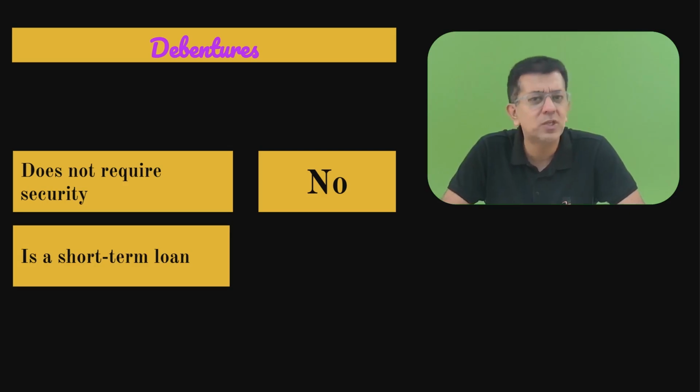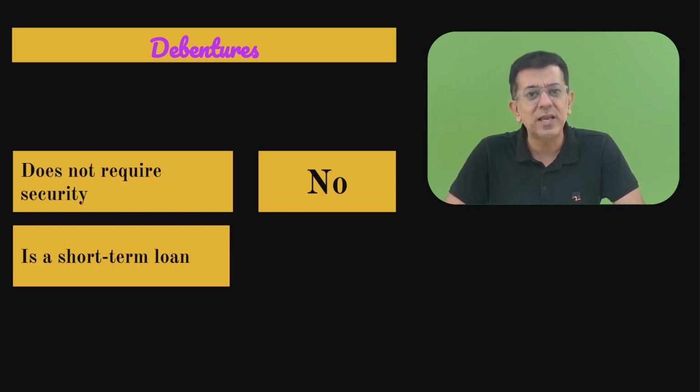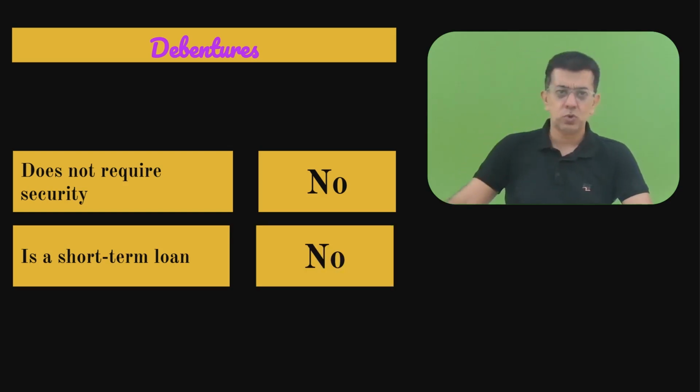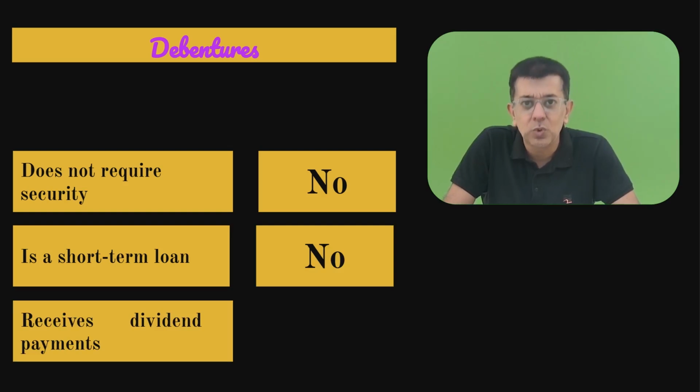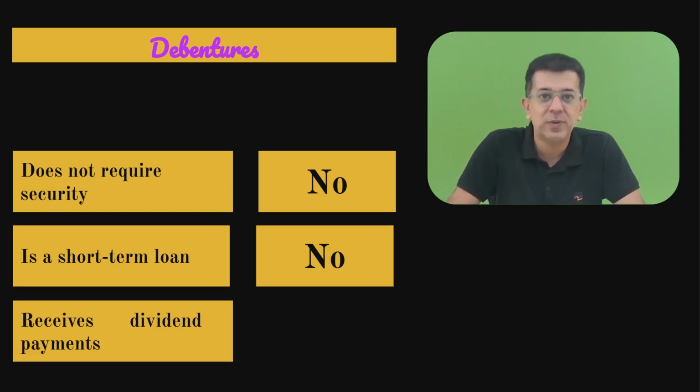Okay, is it short term in nature? No. Debentures are not issued for a period of 1 year to finance your working capital. No. They are not issued for temporary needs. It is a form of long-term capital which is issued basically to finance your expansion plans, to finance your fixed assets and so on. Something that will give you income over a period of time. So this answer is also no. Third one, receives the dividend payments. Of course, no. Debenture holders are entitled to interest. They are not entitled to receive the dividend. Interest is an expense. Dividend is an appropriation of profit.